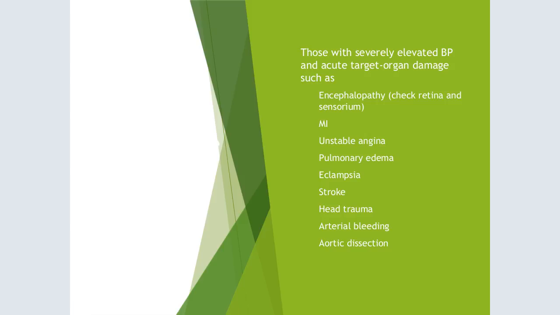So those with severely elevated blood pressure and acute target organ damage, such as encephalopathy, an acute MI, and simple angina, pulmonary edema, eclampsia, stroke, head trauma, arterial bleeding, and aortic dissection, those are part of that target organ damage. Patients with an elevated blood pressure and target organ damage are considered an emergency. Acute renal failure could also fall under there. Yes, good, Rebecca. That's a good point.